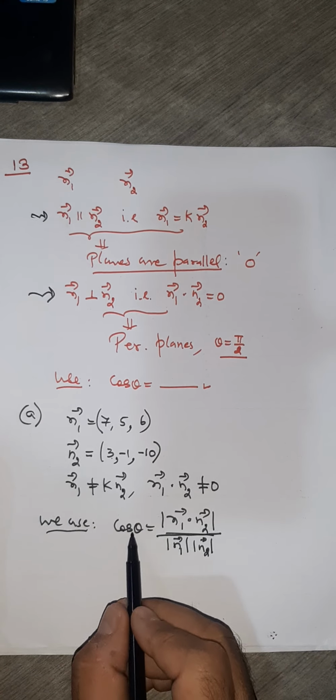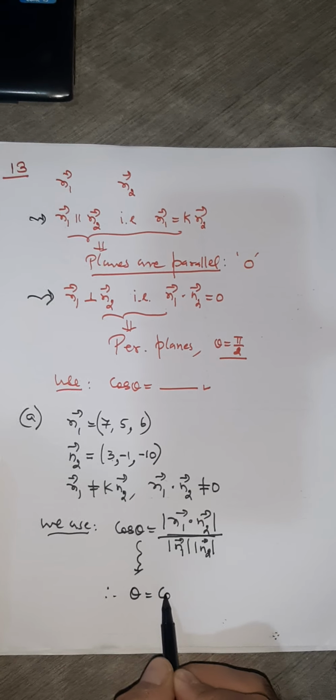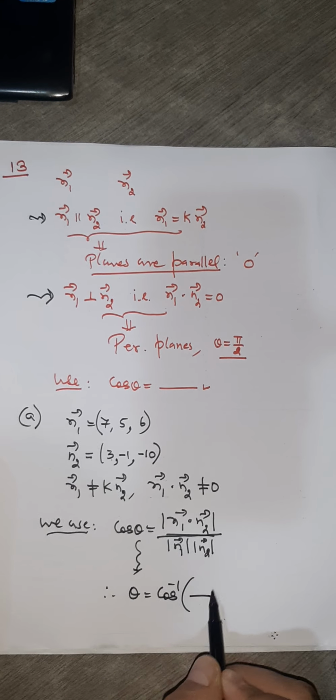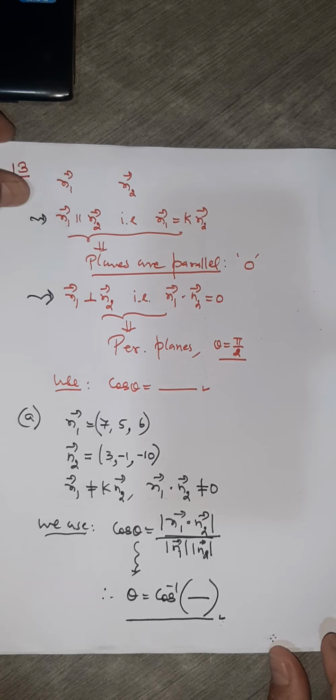To find the angle between two planes, now place the value and just get theta from this. So we'll get the cos inverse of the value. This is not a big task for you, so you can do it. See the second question. What about the second question?